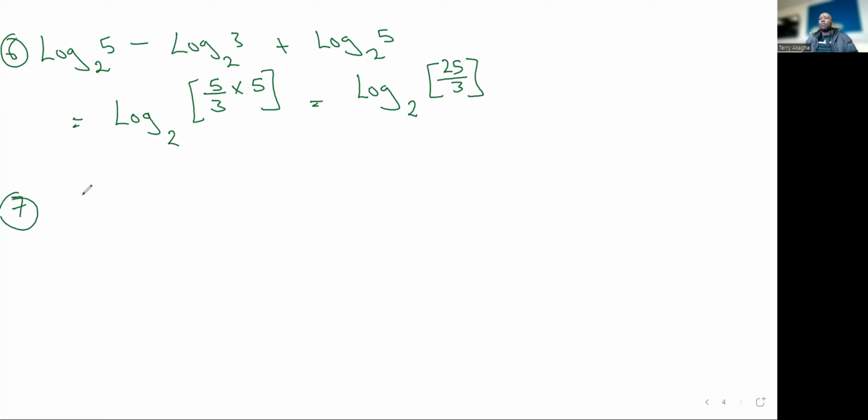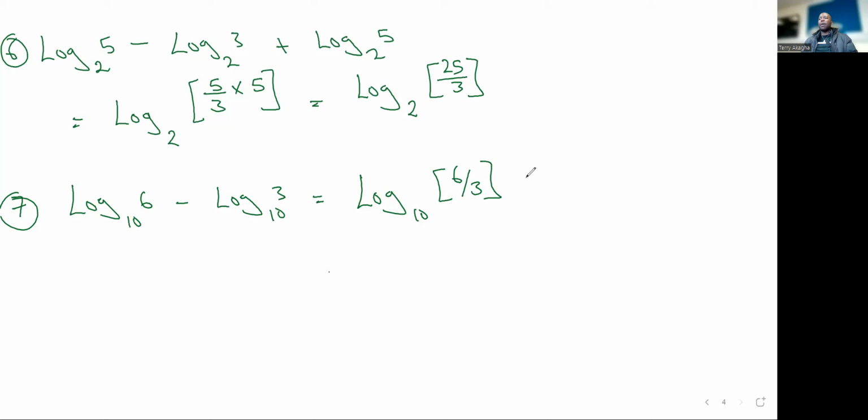Let me just pick one more. So we have log 6 to base 10 minus log 3 to base 10. And this is going to give us the division law. We're going to give you log to base 10 of 6 divided by 3. And 6 divided by 3 is the same thing as 2. And that will give you log 2 to base 10. And this is the division law.